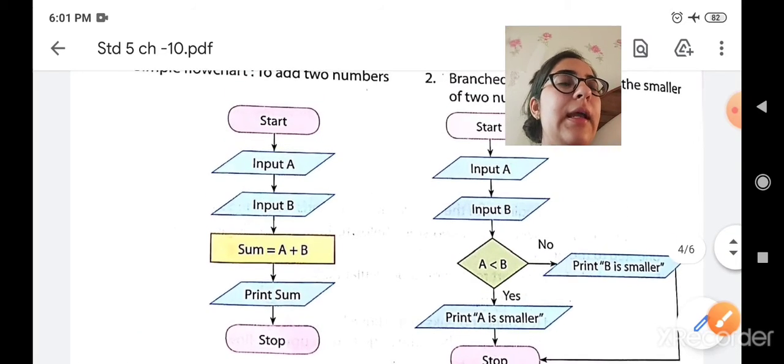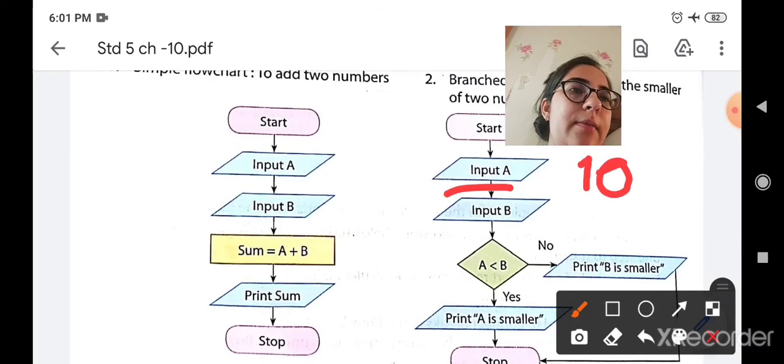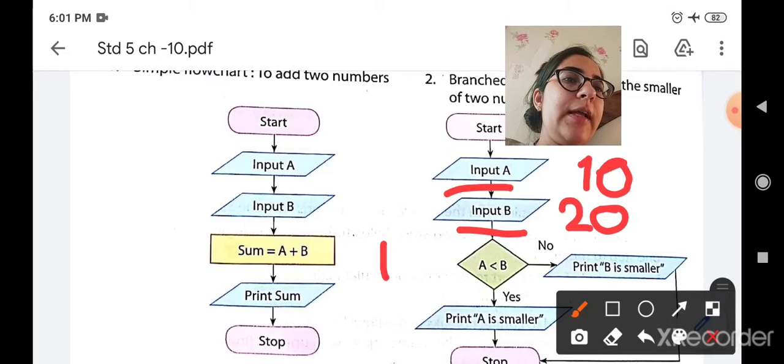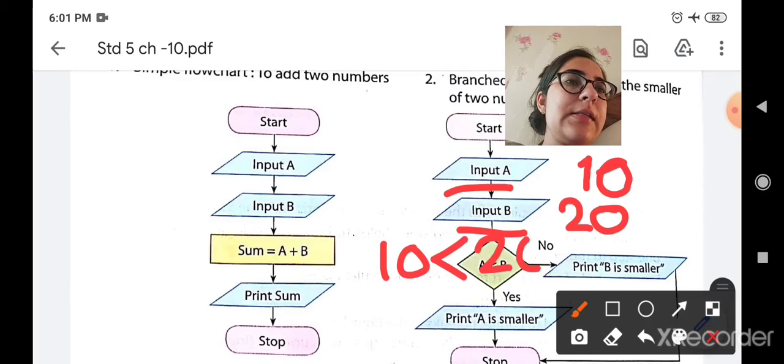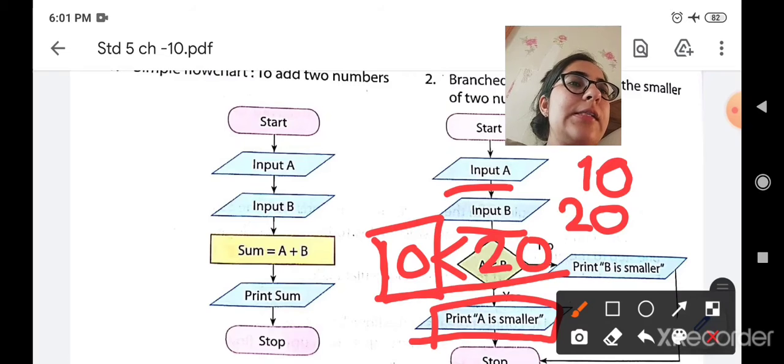Let us see that again with some simple example. Here the person is entering 10 in the A variable, 20 in B. Now the condition will get checked. Is 10 less than 20? It means A is less than B. Yes, 10 is less than 20. So what will get printed? A is smaller. 10 is smaller.